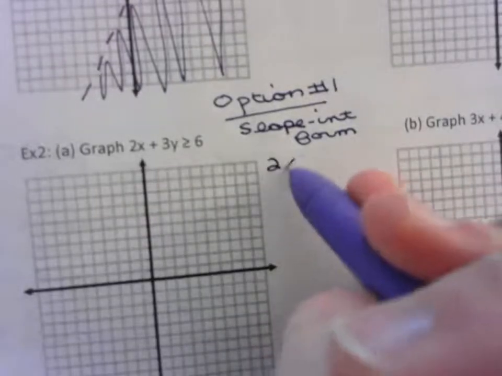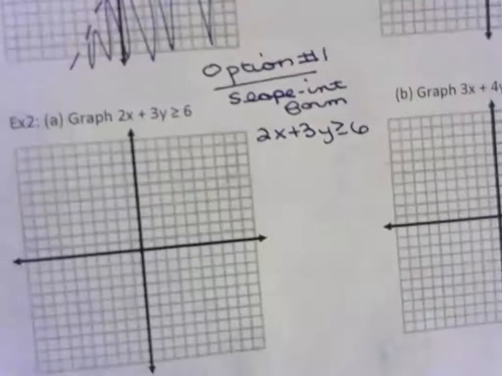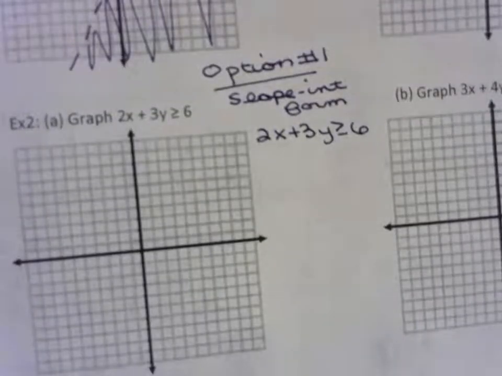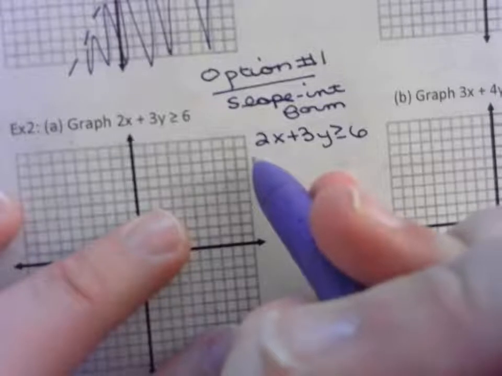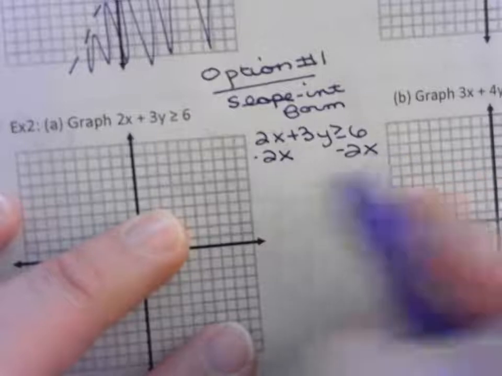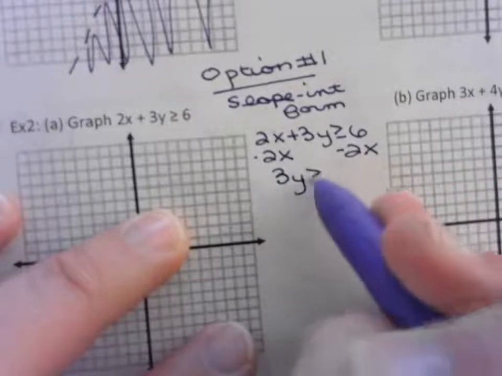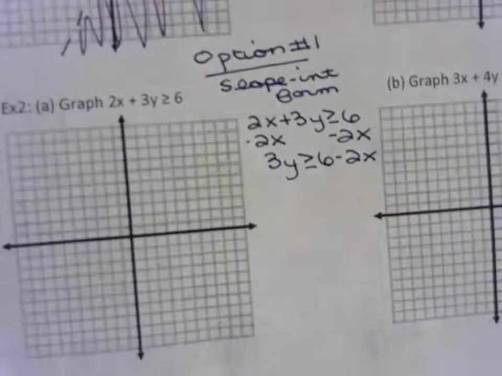So I have 2x plus 3y is greater than or equal to 6. If I want to do slope-intercept form, I need to solve this inequality for y, just like we did on the warm-up. What do I do first to solve this for y? Subtract 2x. Minus 2x minus 2x. So 3y is greater than or equal to 6 minus 2x. This is one option. I want you to write both down.